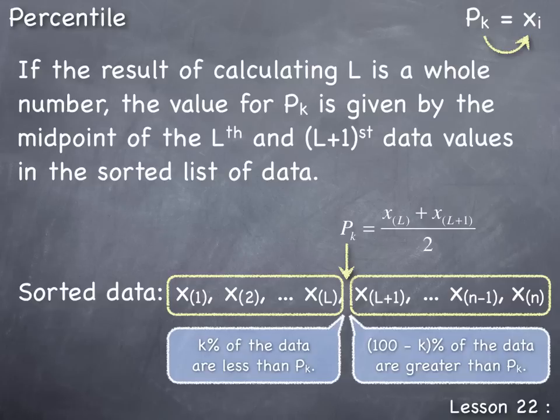This precise separation of the data, getting exactly k% of the data values less than the percentile p sub k, and the remaining data values greater than that value, can only be accomplished when the calculated L value is a whole number only.